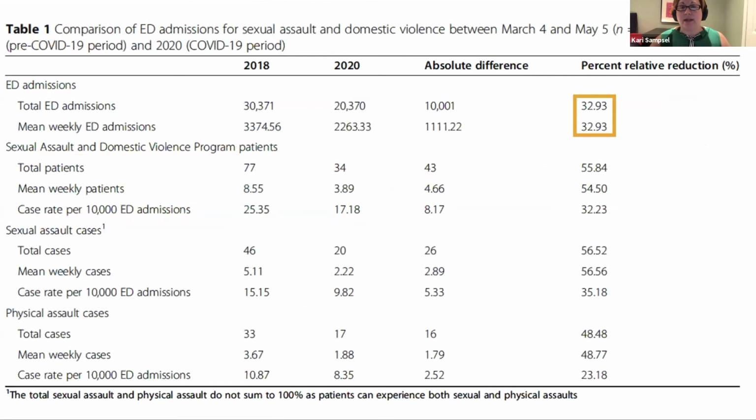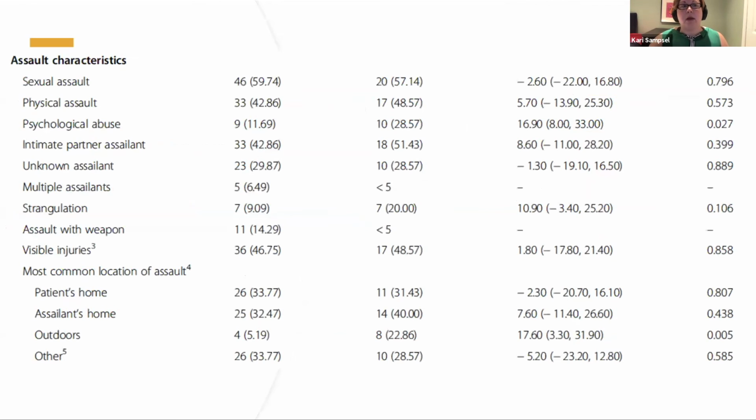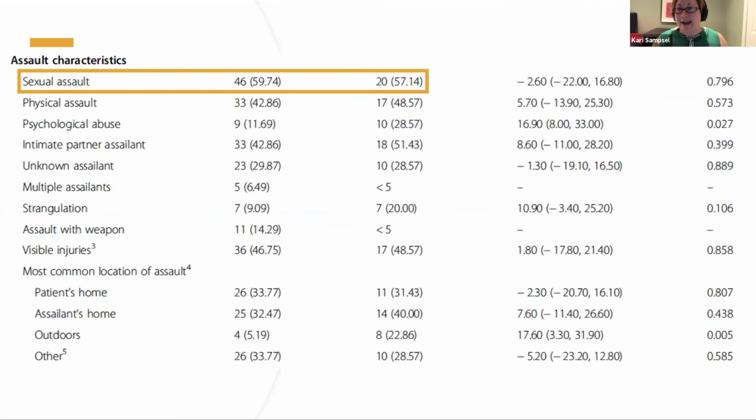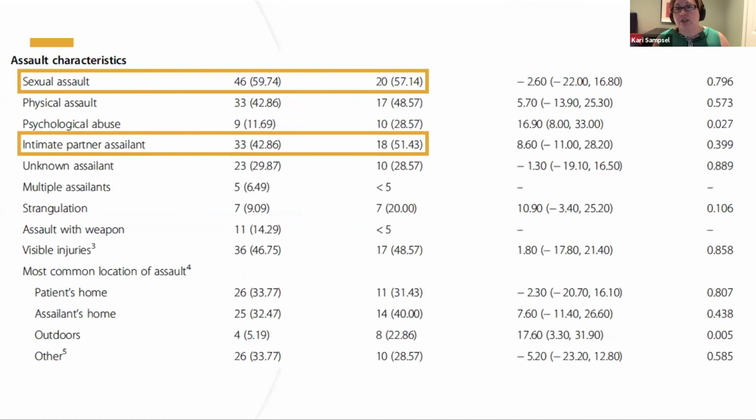So you can see that here, that the ED admissions dropped by 32%, whereas we were dropping by about 55 to 60% for sexual assault and domestic violence. Sexual assault dropped in half. Intimate partner violence dropped by close to a half. And assault by an unknown assailant dropped significantly as well, probably because people are at home with people that they knew. So it is not necessarily a surprising finding that we saw more known assailants being seen within our programs.